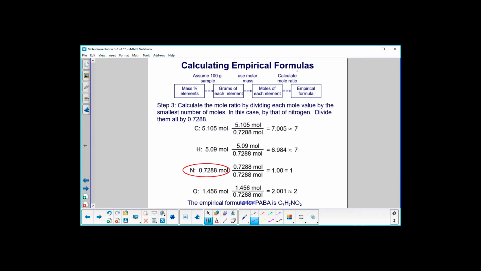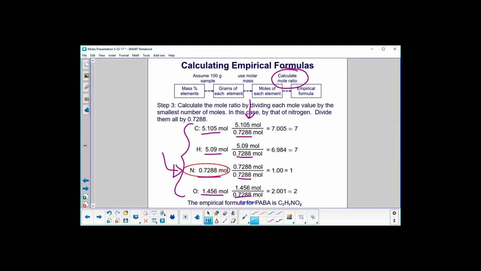And finally, we're doing the mole ratio. So this we have to be a little bit clever on. We look at our moles over here, and this is from the previous slide. Here's carbon, here's hydrogen, here's nitrogen, and here's oxygen. We take the smallest number of moles, and in that case that would be nitrogen right here, 0.7288 moles. We put that in the denominator of each ratio in this column. So you can see there, there, there, and there.